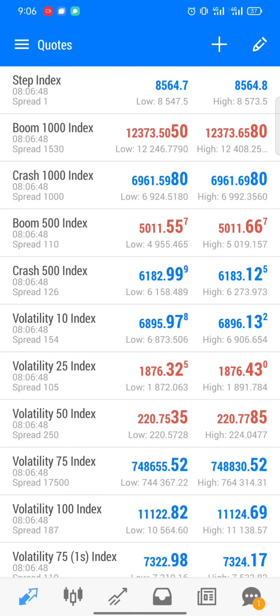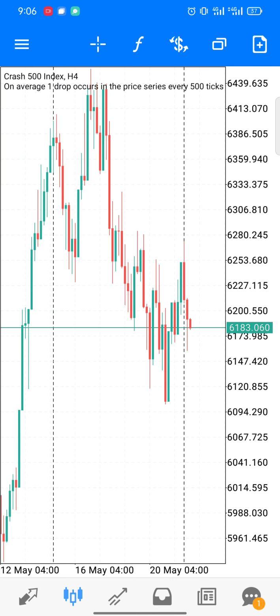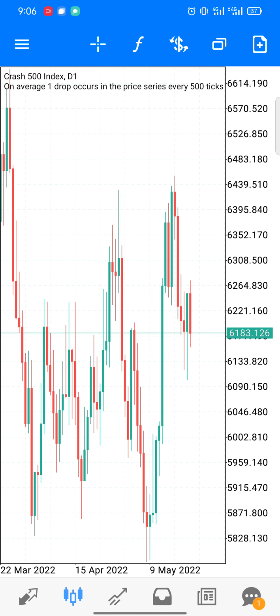Okay, so right now I'm gonna click on Crash 500 index, and the first thing I do is I'll just look at the market from the daily time frame. I can see it's a kind of going bearish. So I'm actually watching the market.